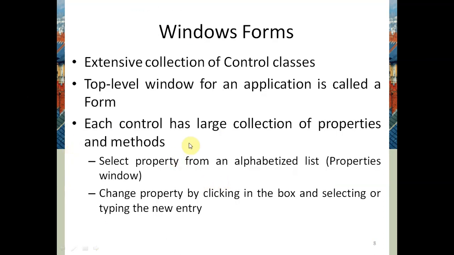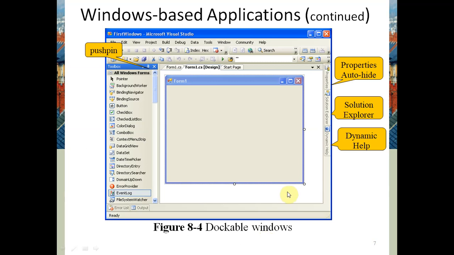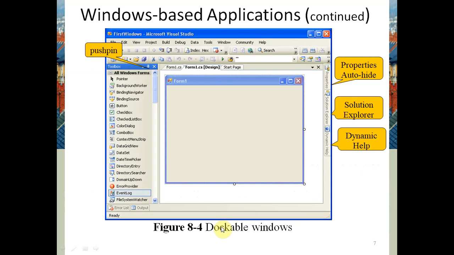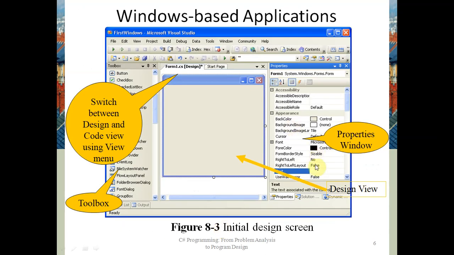Now the third point: each control has a large collection of properties. I have already explained this. Each control means each form having different components. We have seen all these components, all these tools, and we can put these tools, or different tools, on this form according to requirement. And finally, you can see here, select the property from the alphabetized list in the properties window and change the property by clicking the box and typing the new entry. So we have the properties window, and we can change these properties.